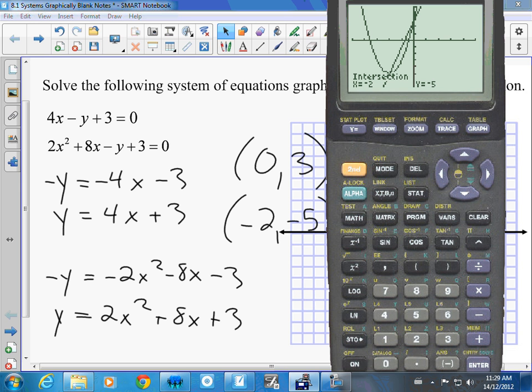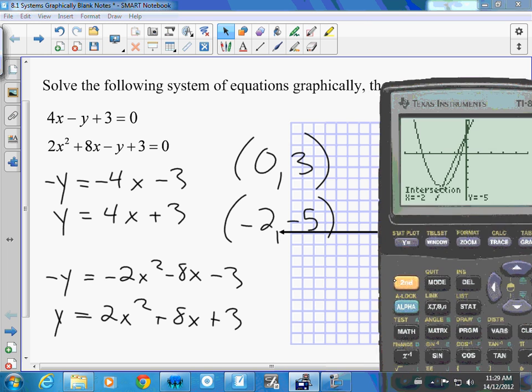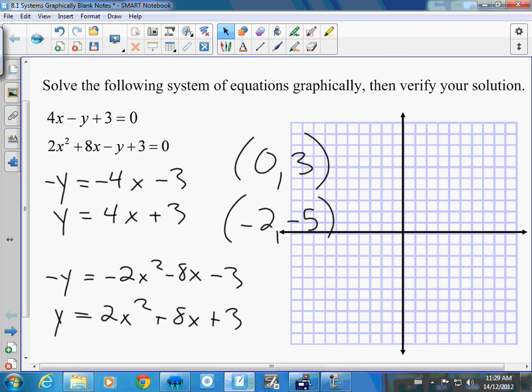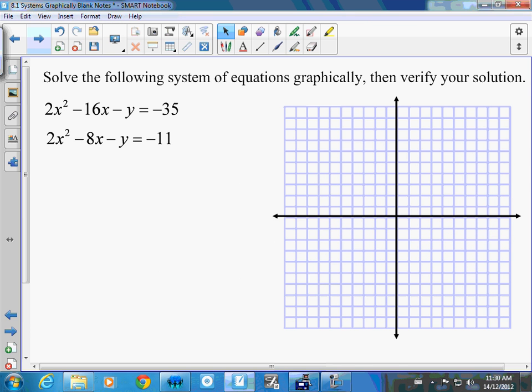Let's try the next one. Super easy. Excellent. Now, look at this guy here. What do you notice about this right away? Two quadratics, right?